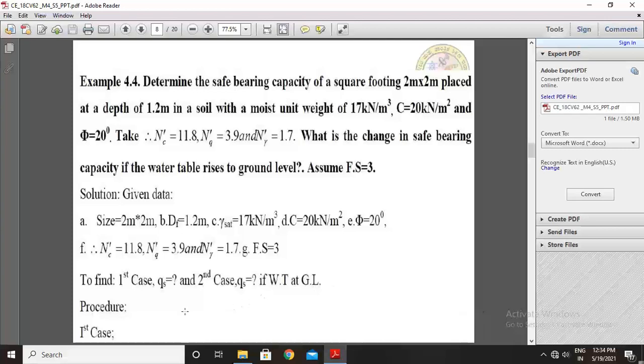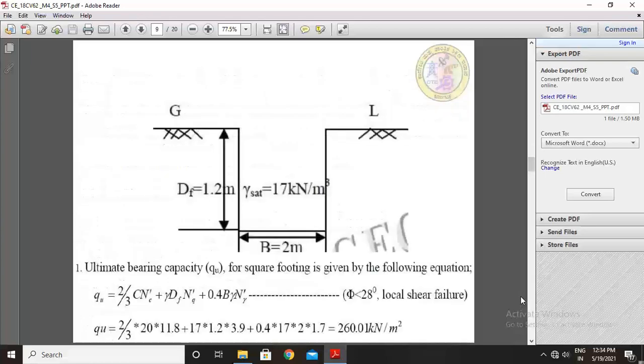Now follow the procedures. In the first case, draw the diagram as per the given data. This is the ground level, the depth of the foundation is 1.2 meter, the size of the footing is 2 meter, and the saturated unit weight of soil is 17 kilonewton per cubic meter.